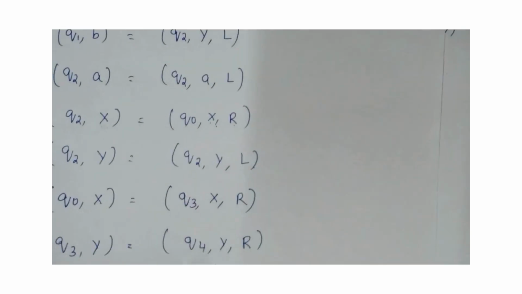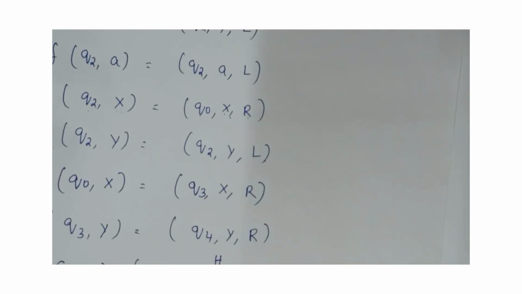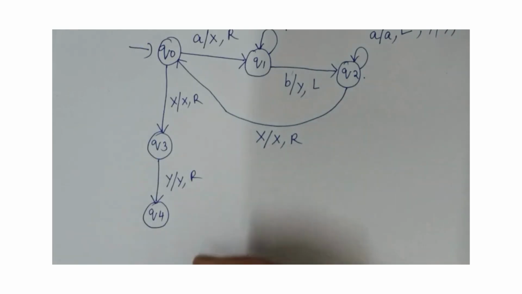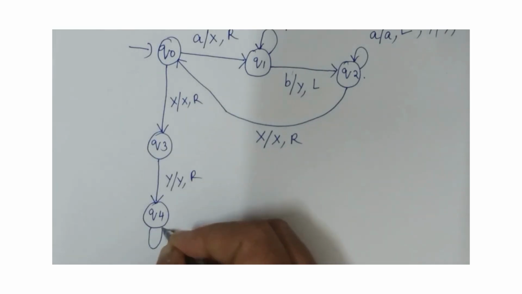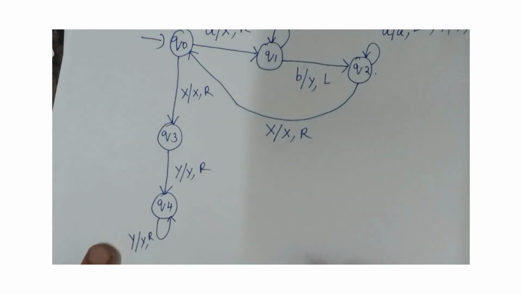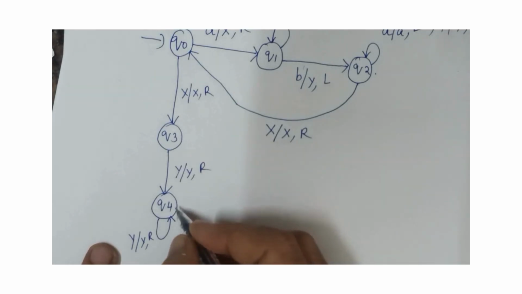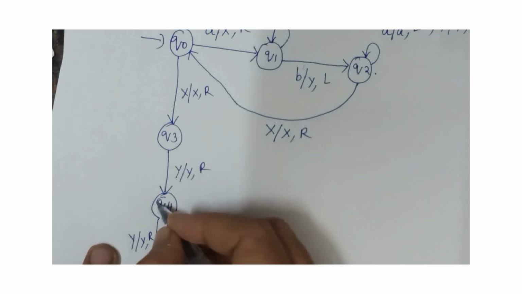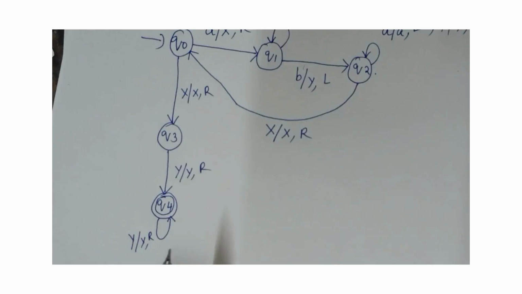Now Q4, reading Y and writing Y. Many Y's will be there, reading and writing and moving to right, to the same state, until it reaches the final state. Hence this Q4 becomes the final state. So finally it is reading X, writing X, reading Y, writing Y. It will reach the end and it will end up with this.